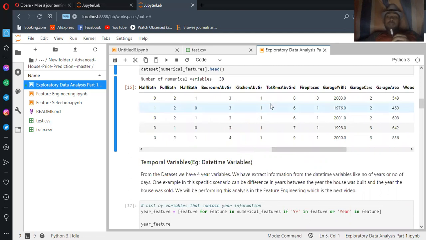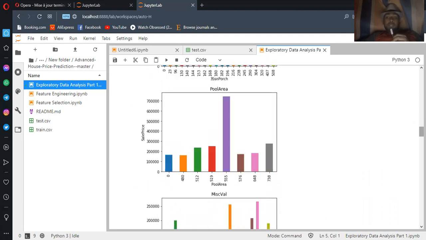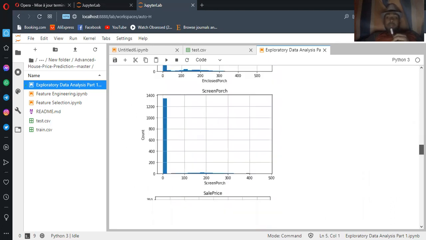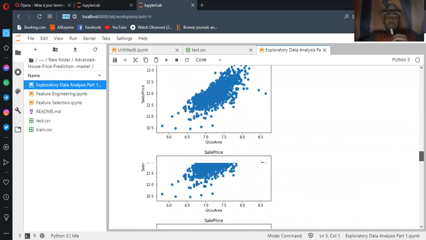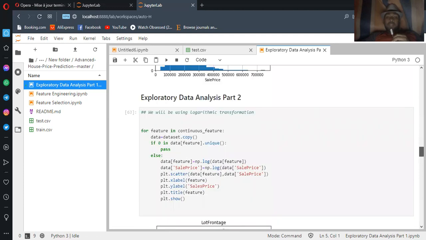We cannot compare, for example, 0 and 2002 or 972, or 608 with 1 or 0. If we make this comparison between 0 and 1 and 2 and 600, it's a big number. So for this reason, we need to make this transformation with a logarithm transformation. Okay. We need to justify why.